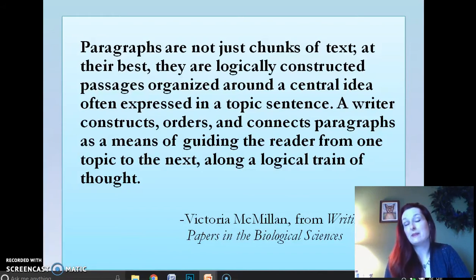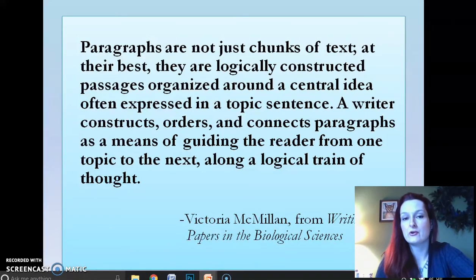And she says about paragraphs that they are not just chunks of text. At their best, they are logically constructed passages organized around a central idea, often expressed in a topic sentence. A writer constructs, orders, and connects paragraphs as a means of guiding the reader from one topic to the next along a logical train of thought. Such a good quote and such a good explanation of what a paragraph is.